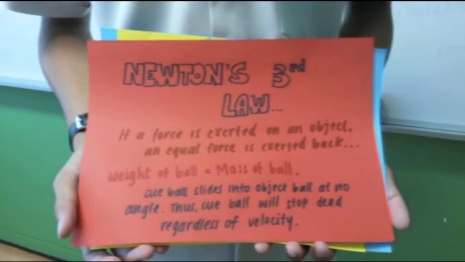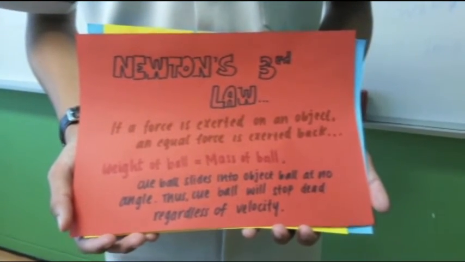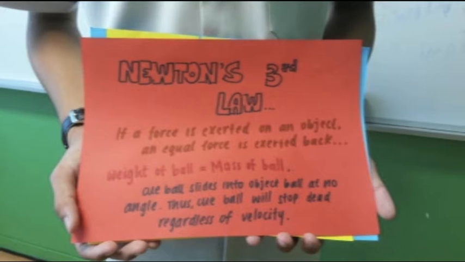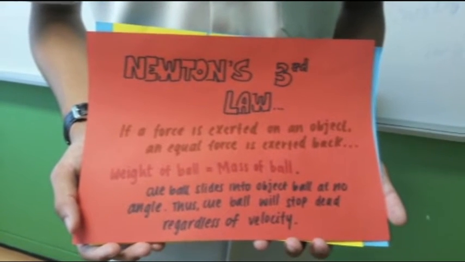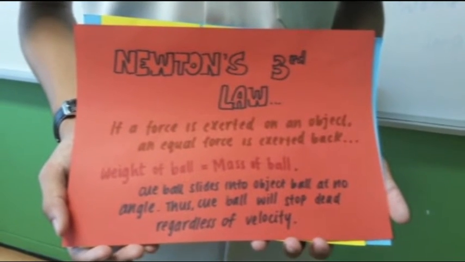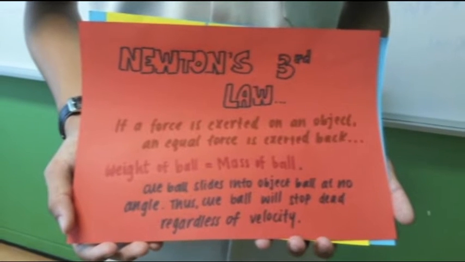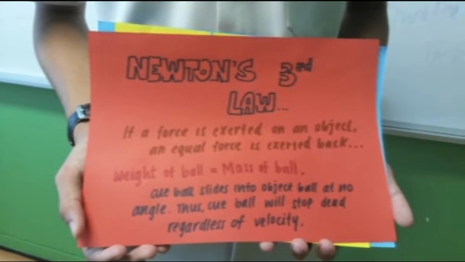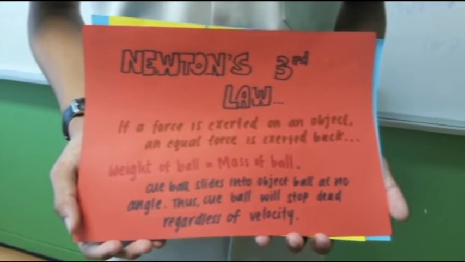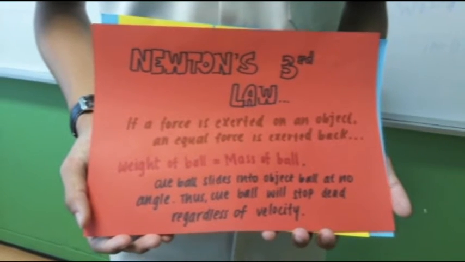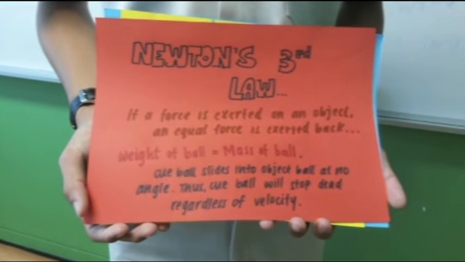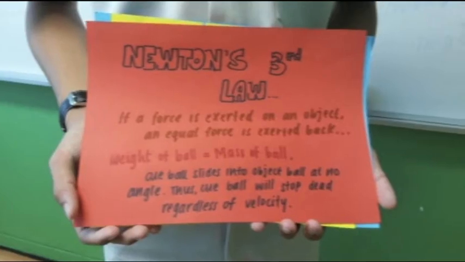Now I'm going to explain this theory using Newton's third law. If a force is exerted on an object, an equal force is exerted back. For example, the weight of a ball equals the mass of the ball. The cue ball slides into the object ball at no angle. Thus, the cue ball will stop dead regardless of the velocity.